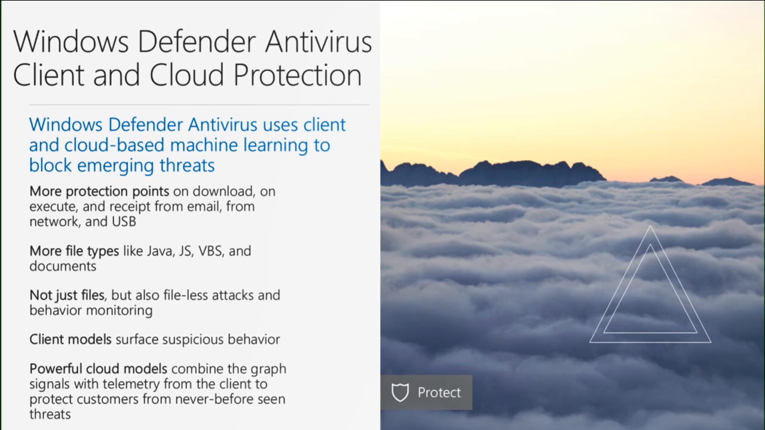So SmartScreen protects on download, and protects you when you're browsing to malicious websites. Windows Defender Antivirus, of course, has many more protection points. It will protect on download. It will protect when you plug a USB into your device, when you're grabbing something from a network drive. It will watch when you're executing something on your desktop. So there are many different protection points that Windows Defender covers that you would not get through SmartScreen.